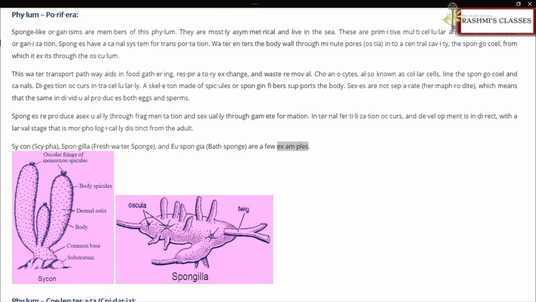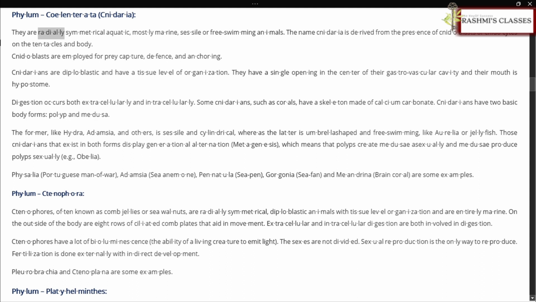Phylum Coelenterata, Cnidaria. They are radially symmetrical aquatic, mostly marine, sessile, or free-swimming animals. The name Cnidaria is derived from the presence of cnidoblasts or cnidocytes on the tentacles and body.